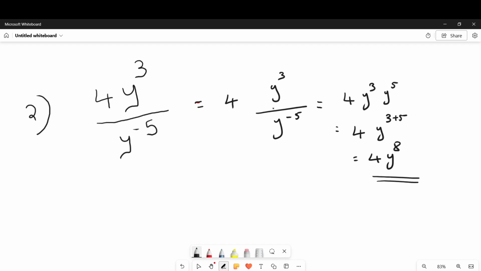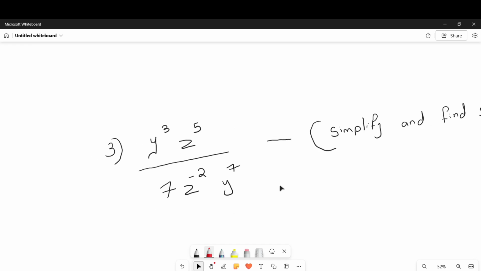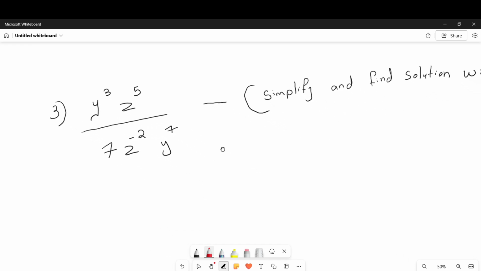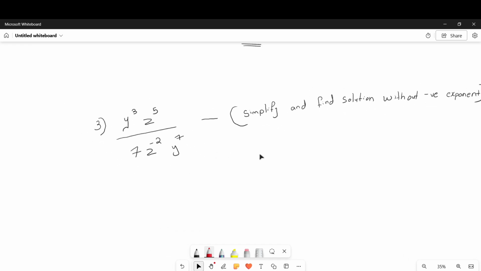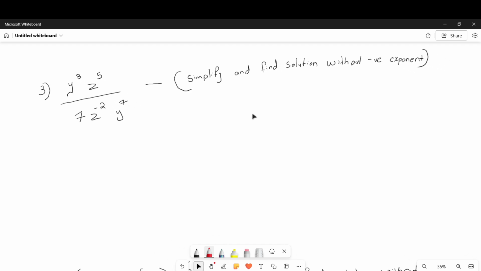We can also use the quotient rule here and simplify it. So you will get the same answer here. It depends upon you what type of rule you are using to simplify. So next, there's one condition here. Let's read the condition. Simplify and find a solution without negative exponent. So you should eliminate the negative exponents here.